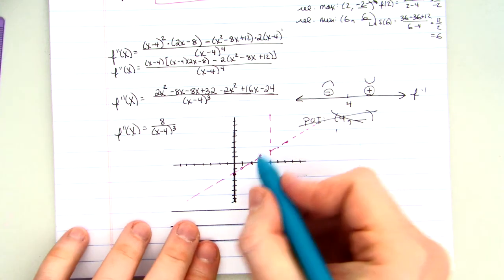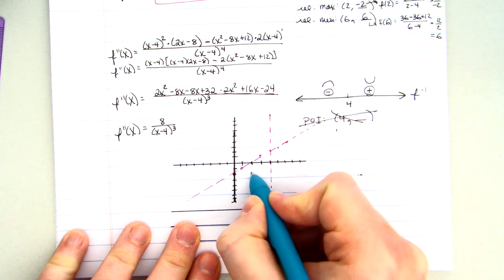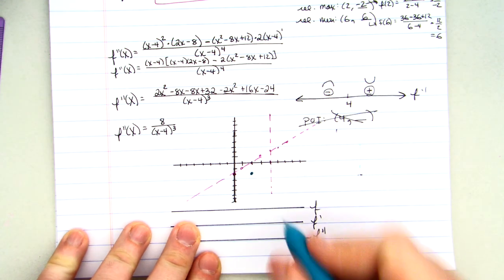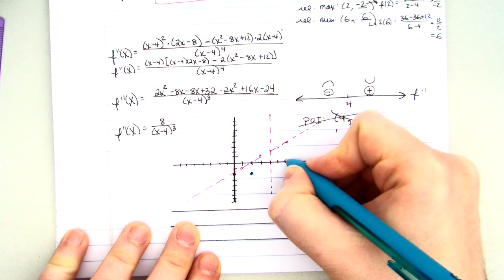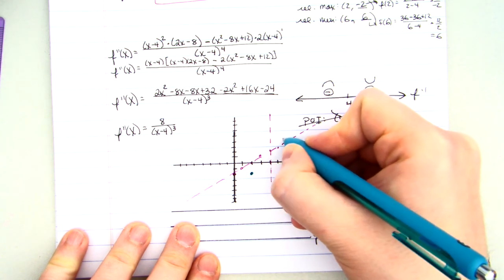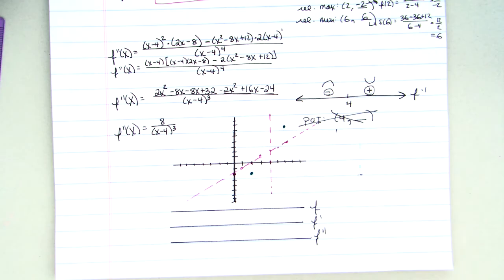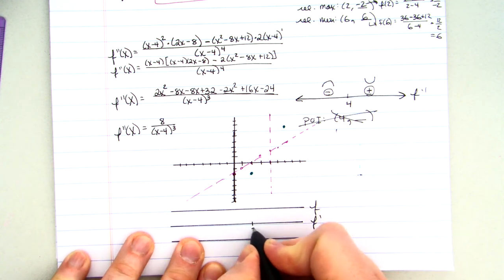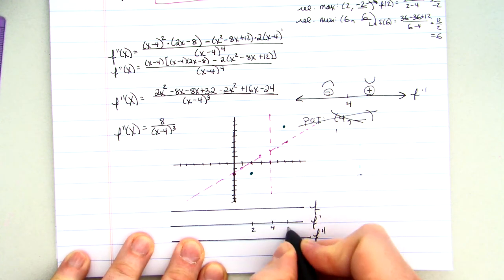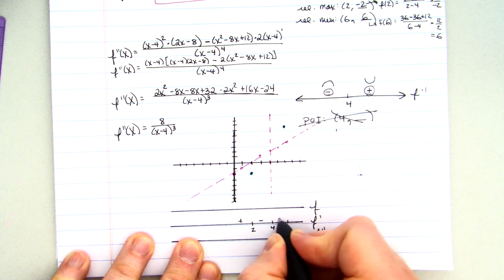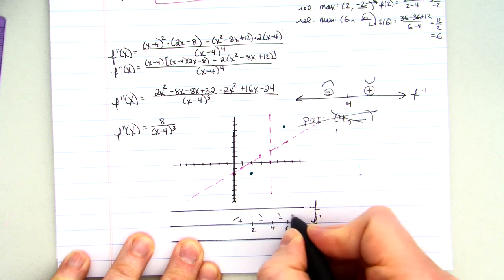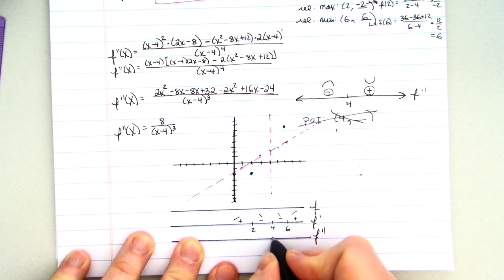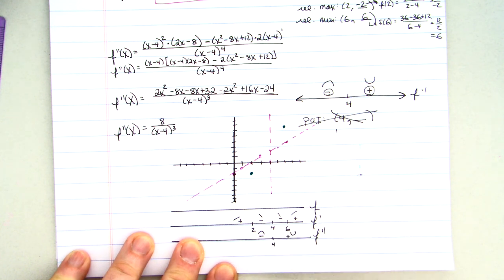Okay, max 2 comma negative 2, so about there. Min is 6 comma 6, let's see, 4, 5, 6, about there. Getting those number lines down here, I've got 2, 4, 6, positive, negative, negative, positive. Bracket 4, negative, concave down, positive, concave up.